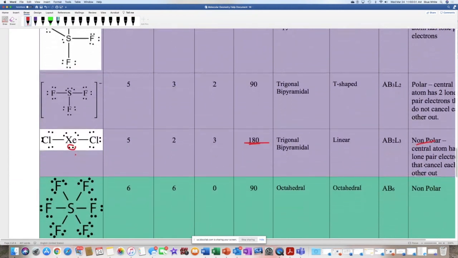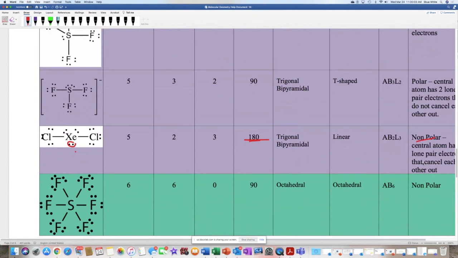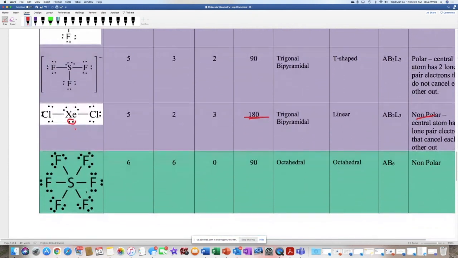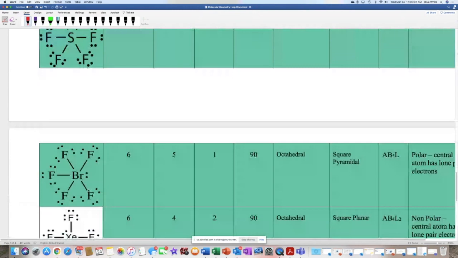And I gave you a rationale right here. This is kind of a shorthand, quick way to get the answers.